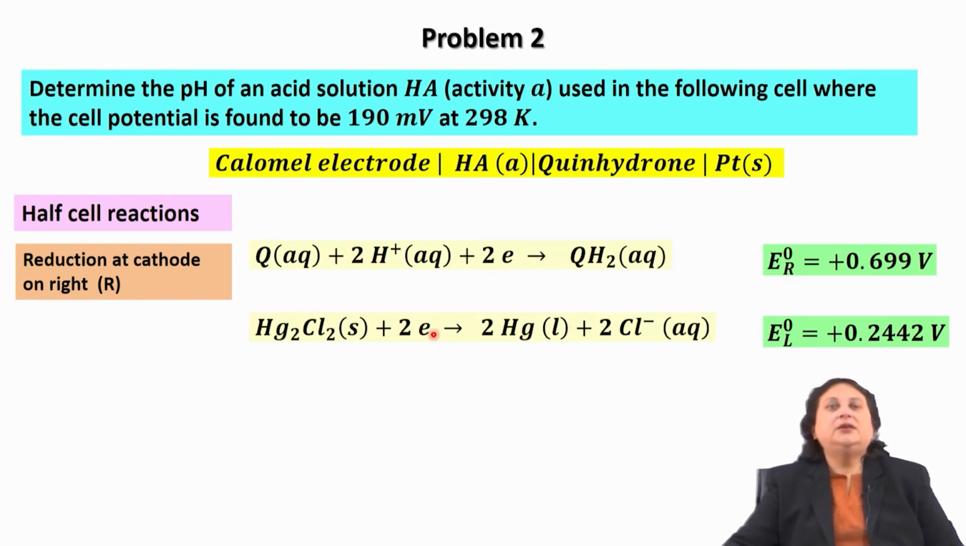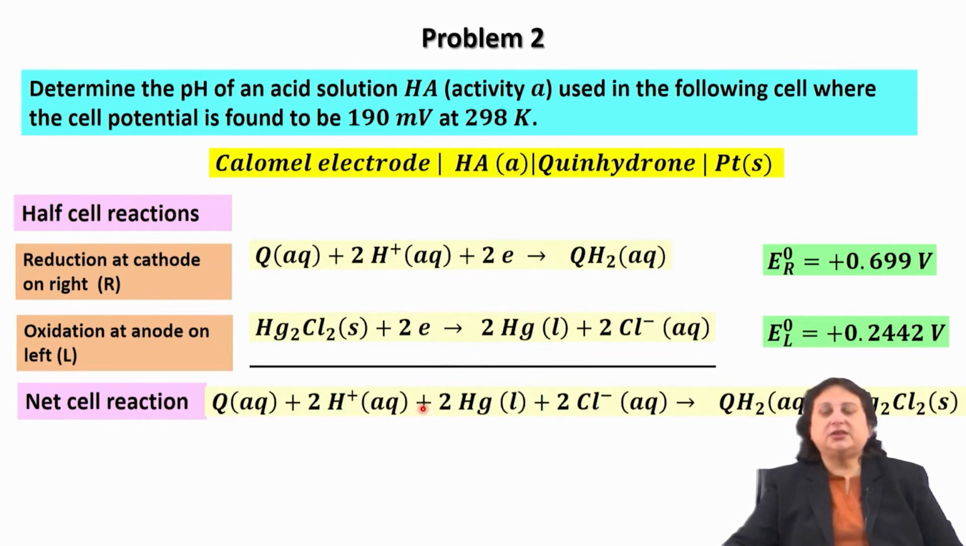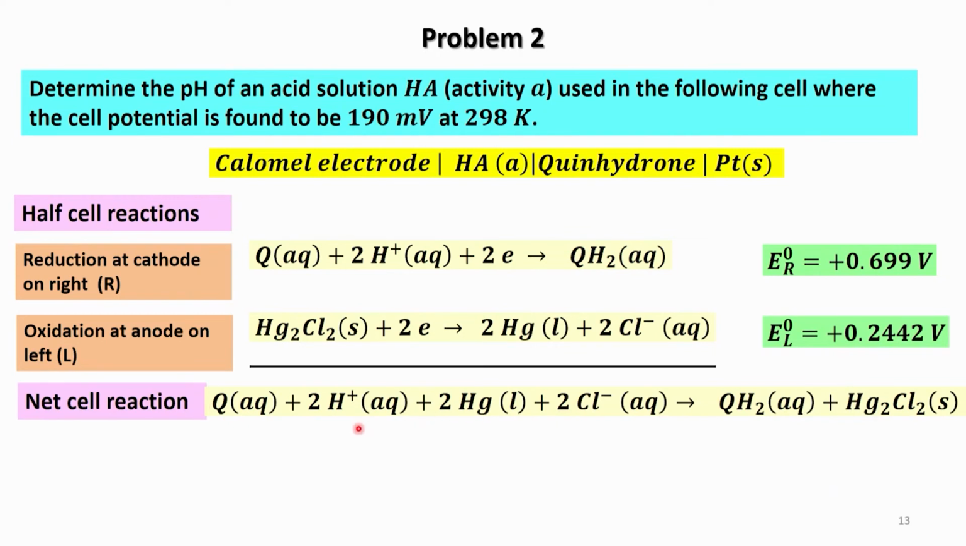then I have the half cell reaction for the calomel electrode, for which I will have oxidation at anode on the left, and therefore, the net cell reaction turns out to be Q aqueous being converted to QH2, that is the hydroquinone aqueous in the acidic medium. So, and we also have mercury liquid being converted to mercurous chloride solid. Okay. So, what are the essential informations I note by doing this exercise?